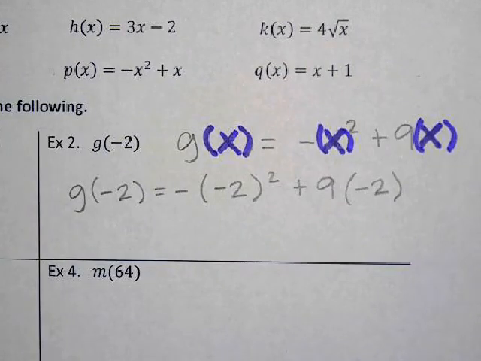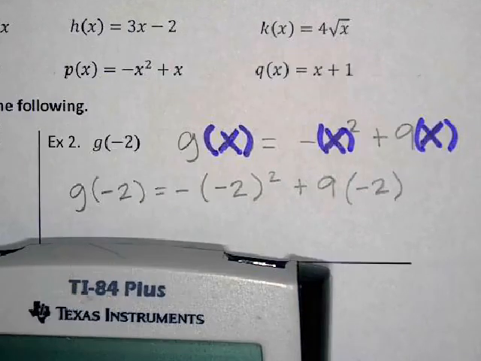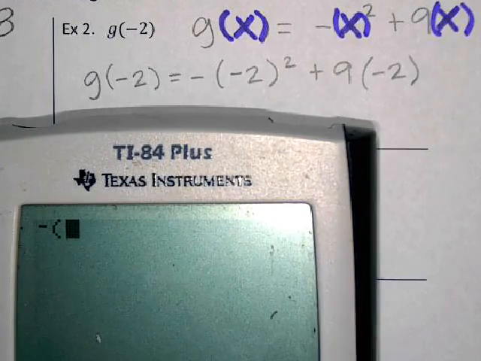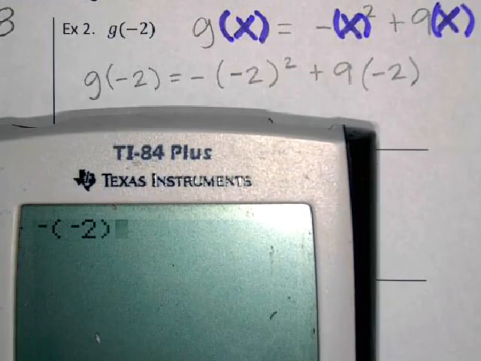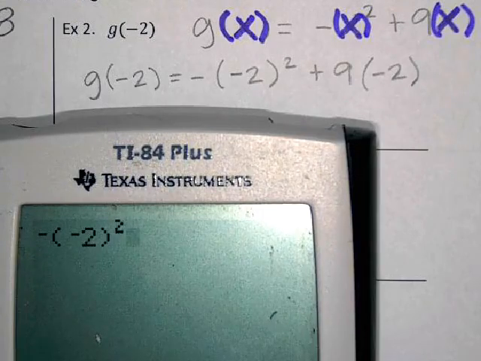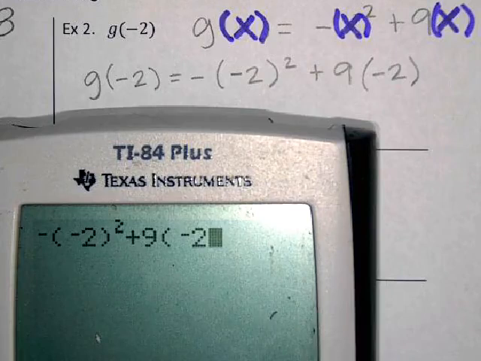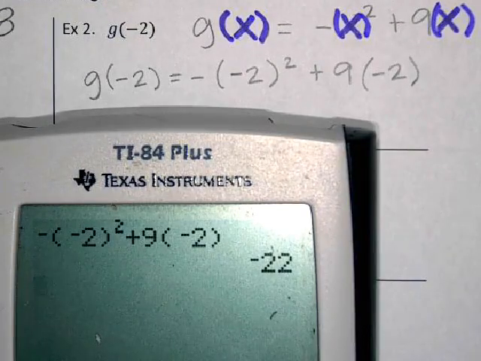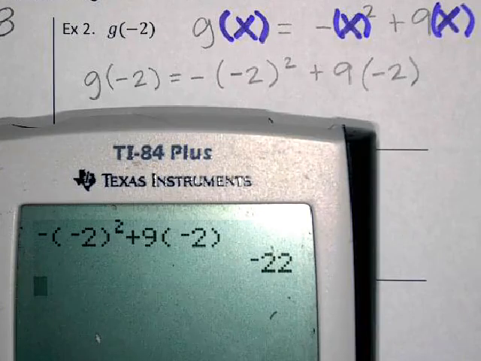And now I'm going to take my calculator and type that in. So I have the negative version, parenthesis, negative 2 parenthesis squared, plus 9 parenthesis negative 2. Everyone get negative 22? Yeah? Okay.